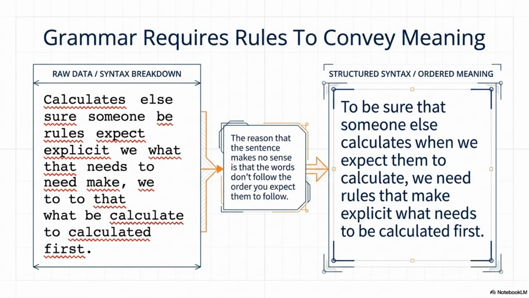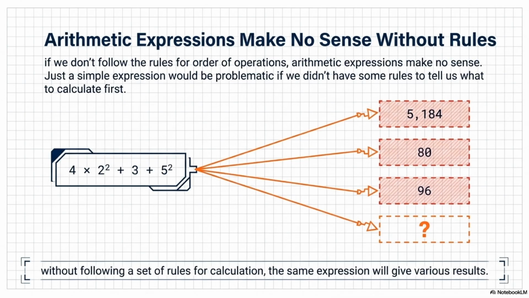But it proves the textbook's point perfectly. You can have a collection of perfectly valid English words, but if you completely strip away the syntax and the word order, you are left with pure gibberish. You need a strict, agreed-upon structure to convey actual meaning. Which maps directly onto math. If we don't have a strict order of operations, arithmetic completely falls apart.